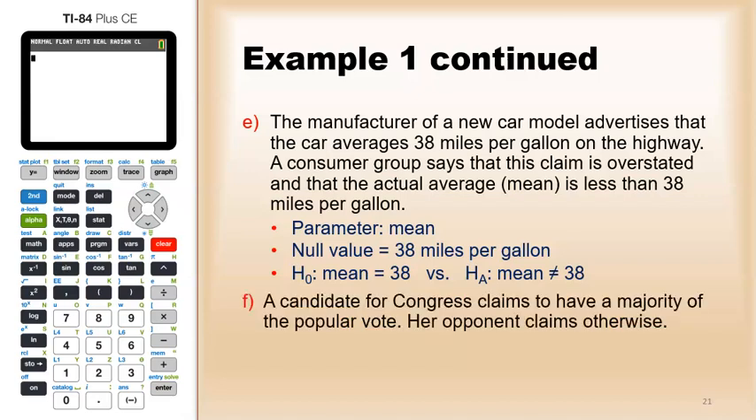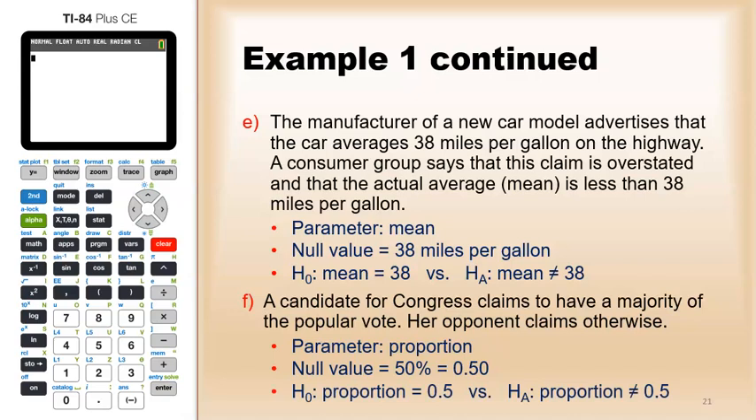All right, one last problem. A candidate for Congress claims to have a majority of the popular vote. Her opponent claims otherwise. Well, the word majority is when the percentage is more than 50%. So this is going to be a proportion, and the null value is 50%. So the null hypothesis is that the proportion is equal to 50%. The alternative is that the proportion is not equal to 50%. And then once more, prove the alternative is true first, then worry about whether it's greater or less than 50%.